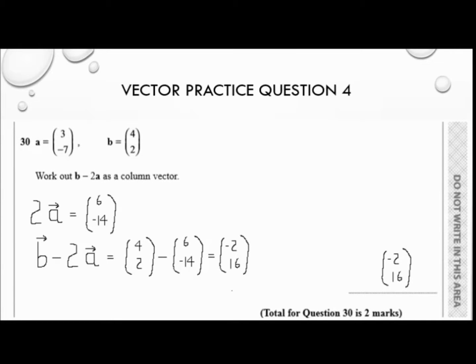Okay, how did you get on with that one? Well, we're asked to work out b minus 2a. Well, 2a is vector a multiplied by the scalar factor of 2. So 2 times 3 is 6, and 2 times negative 7 is negative 14. And then b minus 2a will be b, which is 4, 2, minus 2a, which is 6, negative 14. So that's equal to, well, 4 minus 6 is negative 2, and 2 minus negative 14 is the same as 2 plus 14, which is 16.